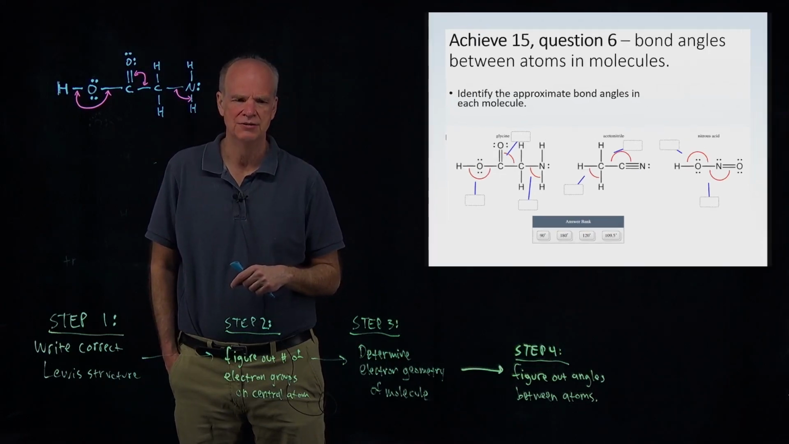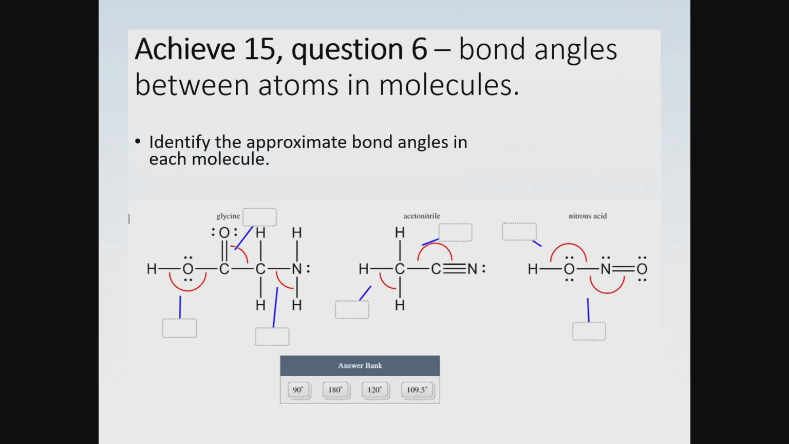If I can increase the slide. So here in this problem it says identify the approximate bond angles in each molecule. If you look from left to right, I'm hoping you can see that there are three different molecules there. One is called glycine, another in the center is called acetonitrile, and then there's a third one to the right which is called nitrous acid. Those Lewis structures for each of these three molecules are correct. So what you have to do for each of these molecules is find the correct bond angles that are indicated in each molecule.